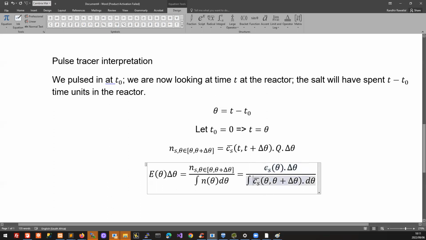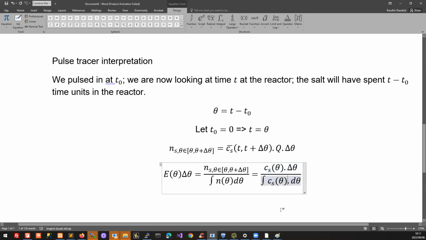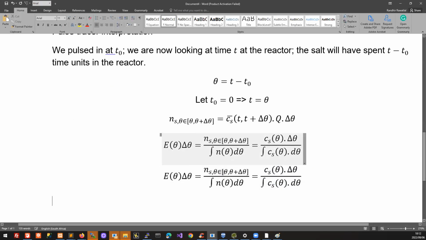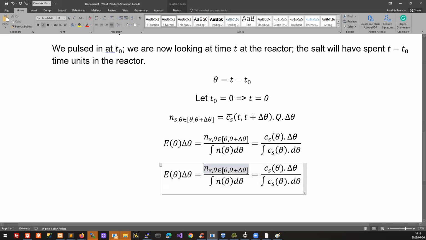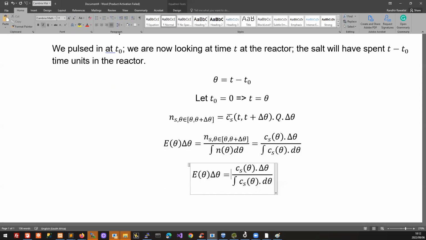And this the same story. So if you look at this, it's telling us that we can obtain E of theta delta theta simply by taking the curve that we measure and dividing it by the area under that curve. And by the way, let's just get rid of the intermediate step and divide both sides by delta theta. So we don't need the in-between step. And we can divide the delta thetas out here.